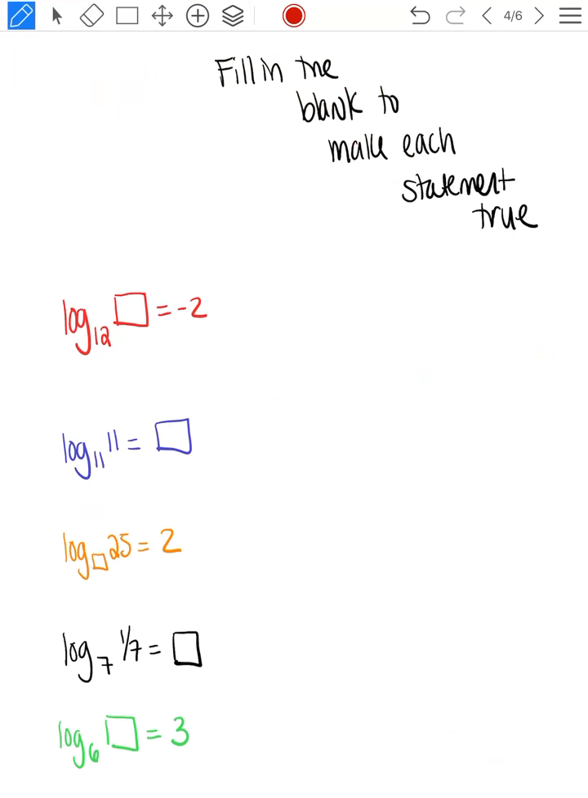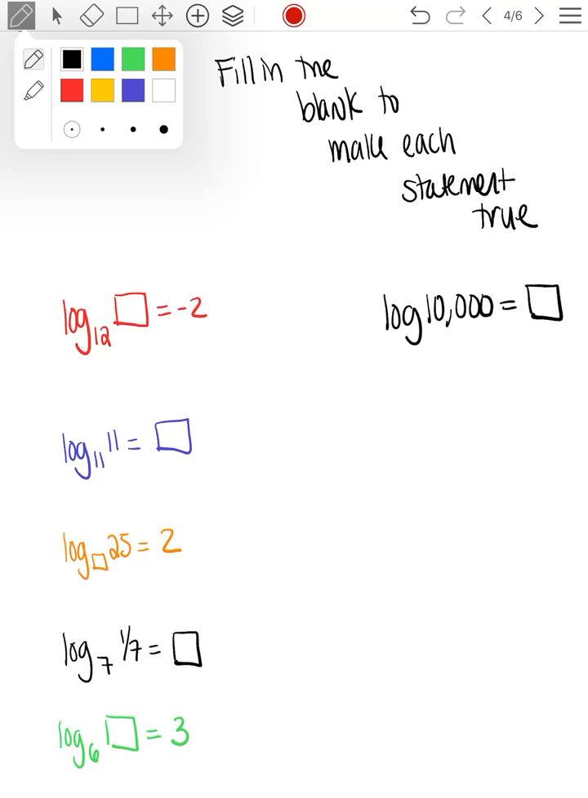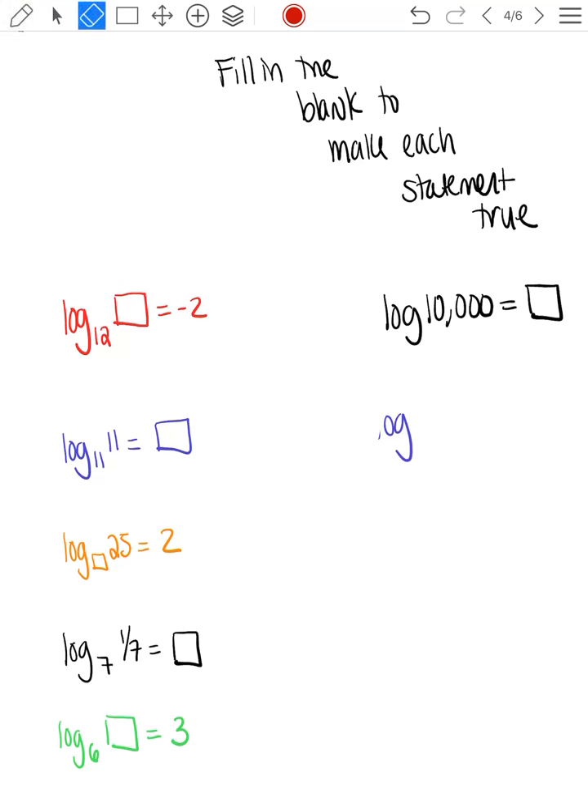Okay, so let's go to some filling in the blanks. And I'm going to just add one that uses some of those. Log of 10,000. And natural log.